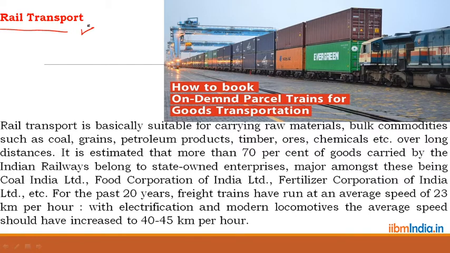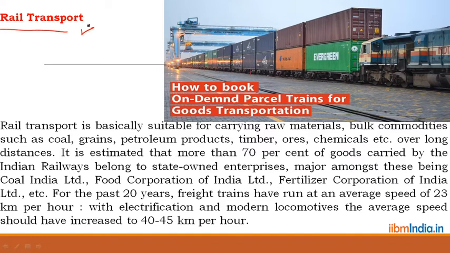Rail transport is basically suitable for carrying raw materials and bulk commodities such as coal, grain, petroleum products, timber, oils, and chemicals over long distances. We use rail transport basically for domestic businesses. It is estimated that more than 70% of the goods carried by the Indian Railway belong to state-owned enterprises, major among them being Coal India Limited, Food Corporation of India, Fertilizers Corporation of India, etc.